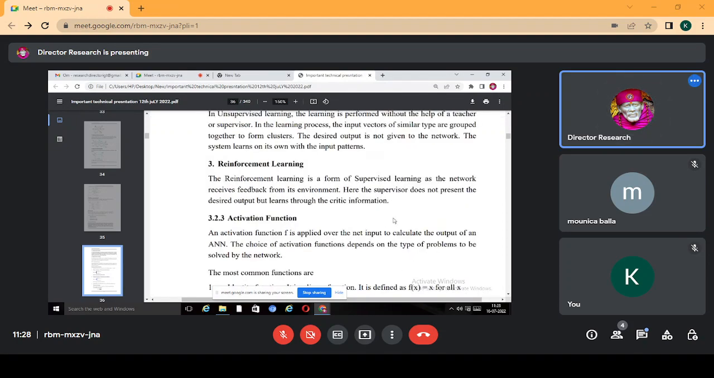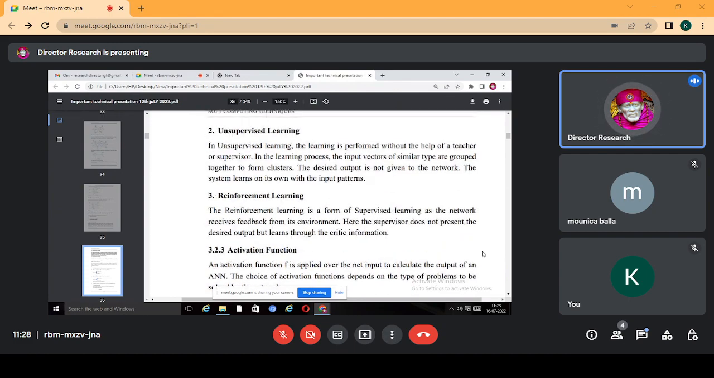Reinforcement learning. Reinforcement learning is a form of supervised learning as the network receives feedback from its environment. Here, the supervisor is not present. Here also the desired output is not given, only critical information.